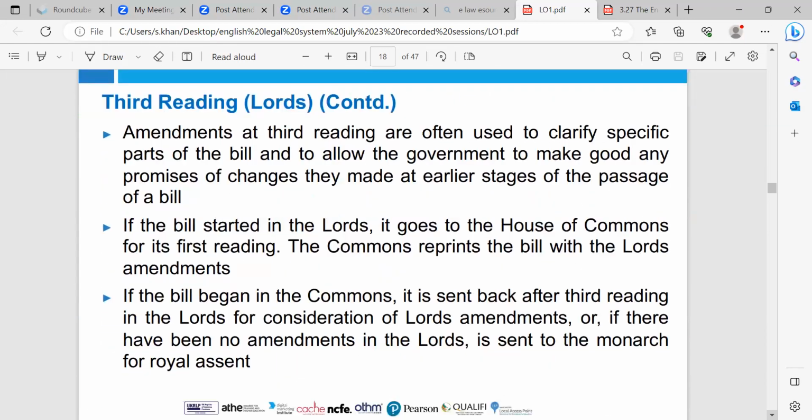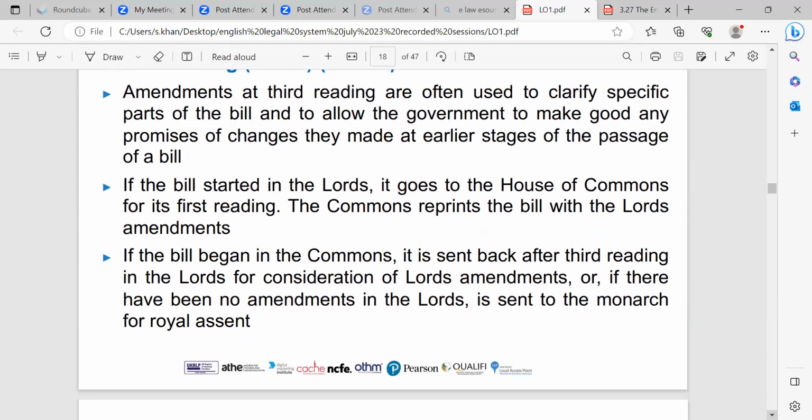Third reading continued. Amendments at third reading are often used to clarify specific parts of the bill and to allow the government to make good any promises or changes they made at earlier stages of the passage of the bill. If the bill is started in the Lords, it goes to the House of Commons for its first reading. The Commons reprints the bill with the Lords' amendments. If the bill began in the Commons, it is sent back after third reading in the Lords for consideration of Lords' amendments, or if they have no amendments in the Lords, is sent back to the monarch for royal assent.